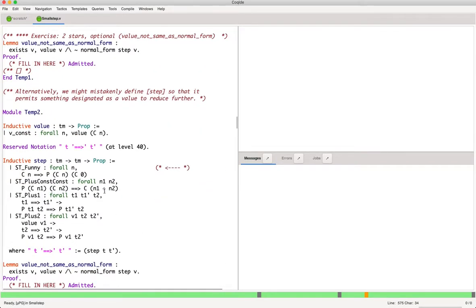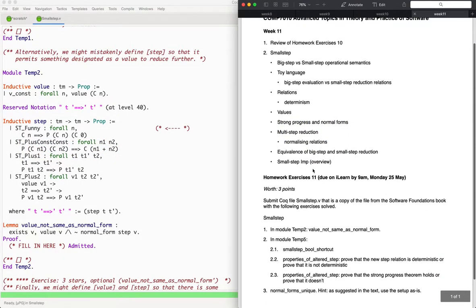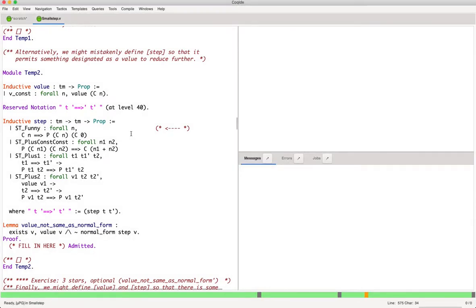Temp 2, I think, is a homework exercise. Yes, so I'm asking you to prove it in this case for temp 2. So what's the deal with temp 2? It's got the same value definition as the original one, but it's got a funny step relation part.